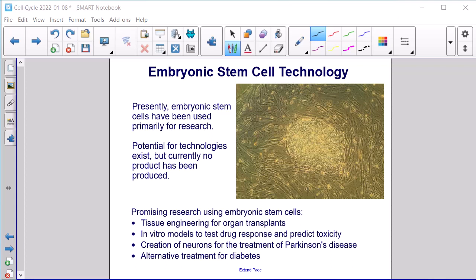Promising research using embryonic stem cells include tissue engineering for organ transplants, in vitro models to test drug response and predict toxicity, creation of neurons for the treatment of Parkinson's disease, alternative treatment for diabetes.